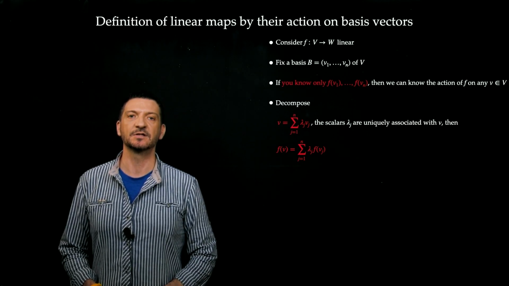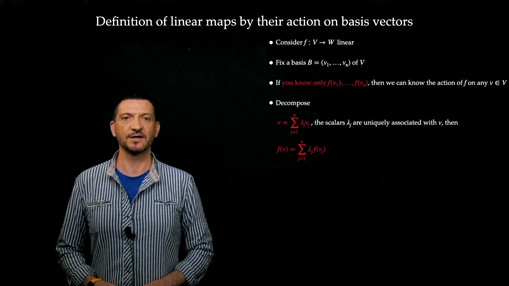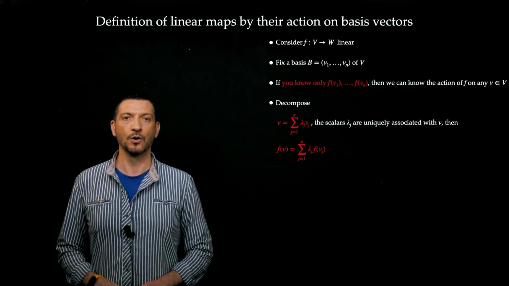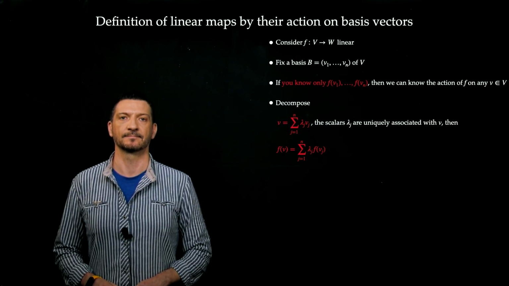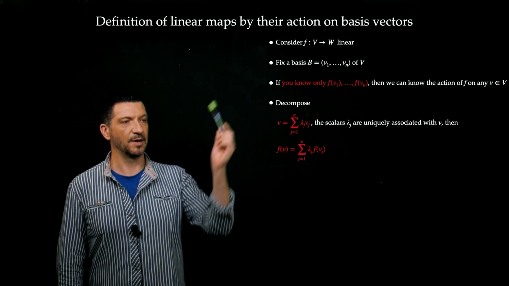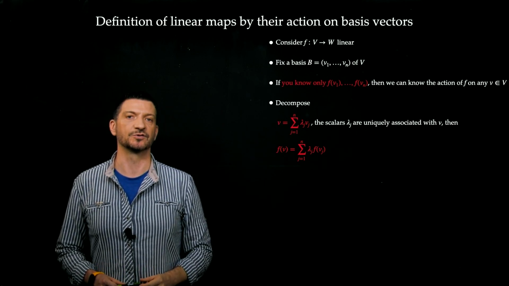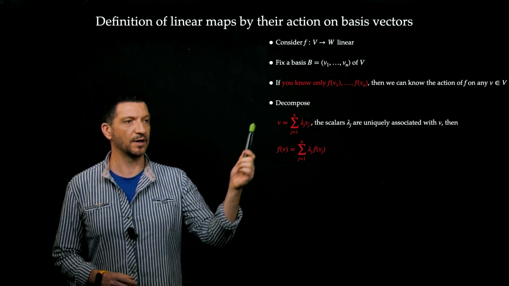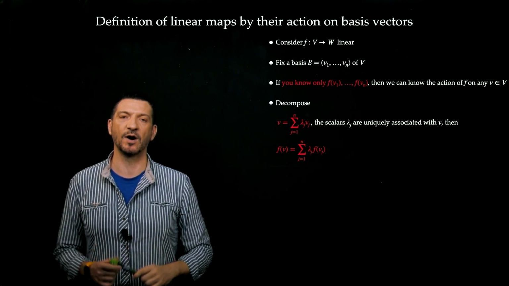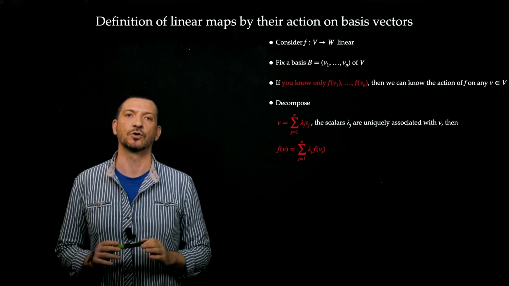What we have just discussed underlines once more the importance of the concept of basis in linear algebra. In fact, we have just seen that in order to precisely know how a linear map is defined, we just need to know how this linear map acts on the basis vectors. Precisely, if we have a linear map f from V to W, and we fix a basis B given by vectors v1, ..., vn, then we just need to know how f acts on v1, ..., vn, and so the images f of v1, ..., f of vn, in order to know how f acts on every other vector of V.